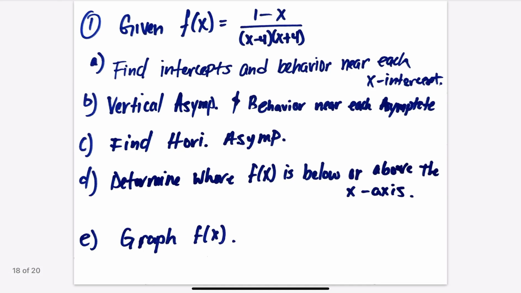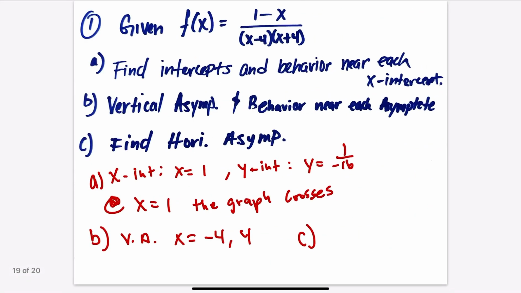All right, so again, find intercepts, behavior near each intercept. My x-intercept was just 1 when I set that equal to 0. My y-intercept was 1 over negative 16 when I plugged in 0 and did the math. And so at x equals 1, the graph crosses because it's got an exponent of 1 there.